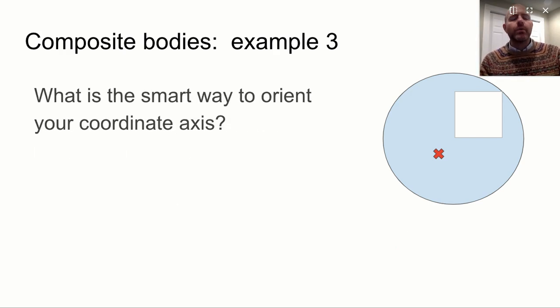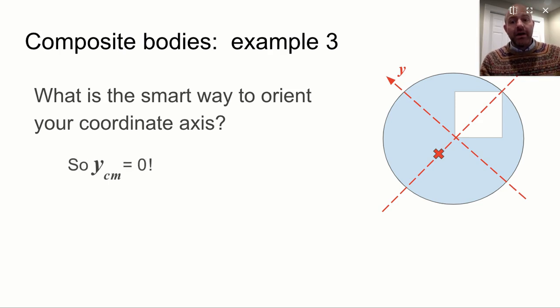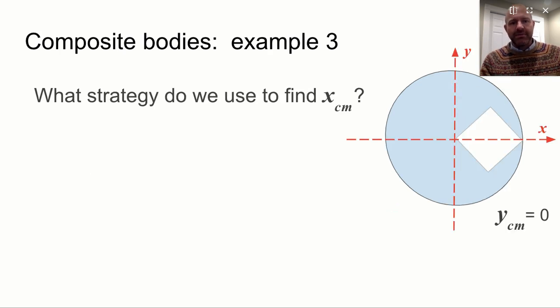So what's a smart way to orient your coordinate system? Well, probably so that the center of mass of the object is along one axis, and that the cutout piece has its center along an axis as well. So the center of mass in the Y direction is 0. That simplifies everything for us. And so we can rotate the whole picture around if we want.